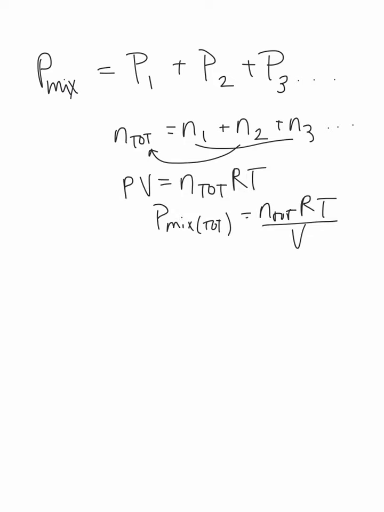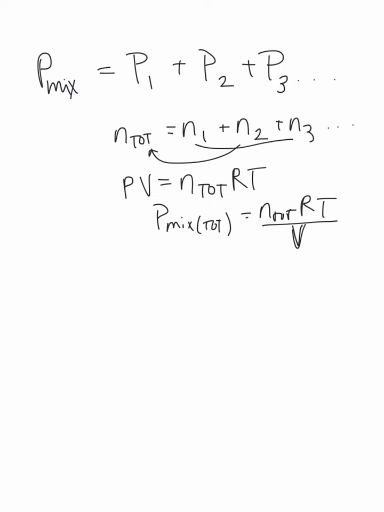So we can rearrange the ideal gas equation, and we can use the total number of moles to solve for the total pressure of the mixture. You'll notice here that volume doesn't have a subscript, and that's because gases will expand to take the shape and volume of their container, so all of our individual gases will have the same volume.